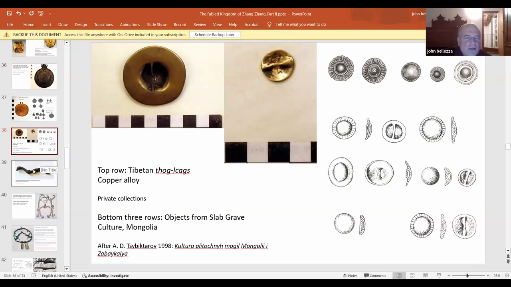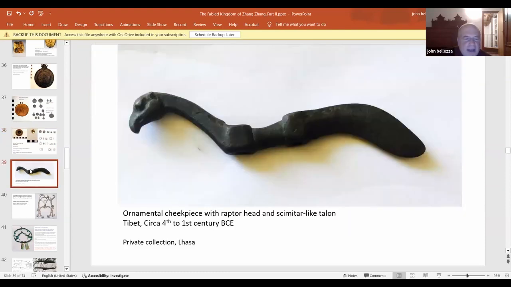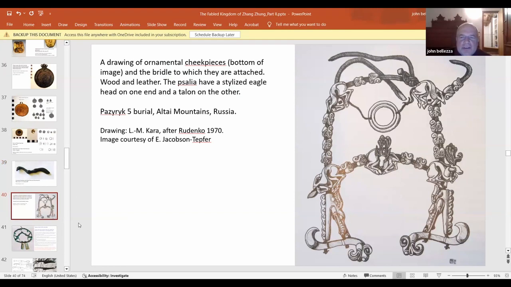So we see that Upper Tibet did not exist in a vacuum. Now, this is a private collection also. This is an amazing piece, really. It's an ornamental cheek piece with a raptor head and a scimitar-like talon. And this seems to, again, have been inspired. Where this object was found is not clear. Almost certainly it's Tibetan, but inspired clearly by a very popular genre of replica wooden bridles found in Scytho-Siberian burials.